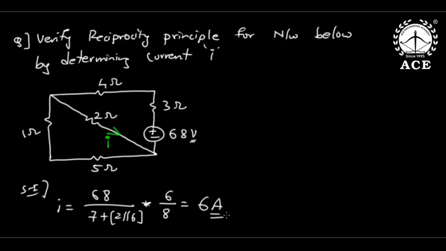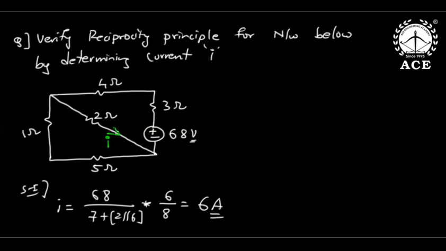I did current division. First, the question is asking us to verify the reciprocity principle. First of all, tell me, is reciprocity valid here? Yes, valid. Why is it valid? Reciprocity is valid here because first of all, there is only one source and there is no dependent source. So reciprocity is valid.